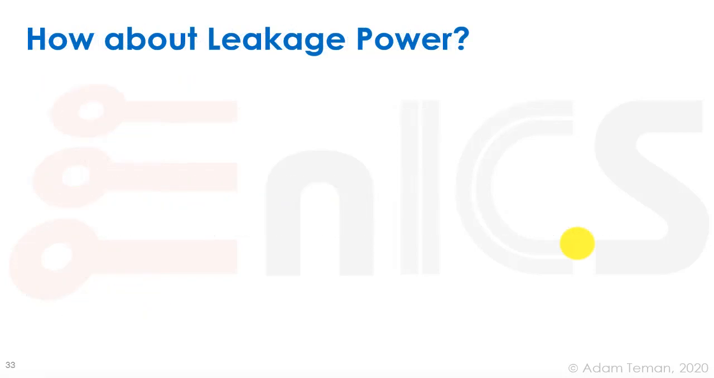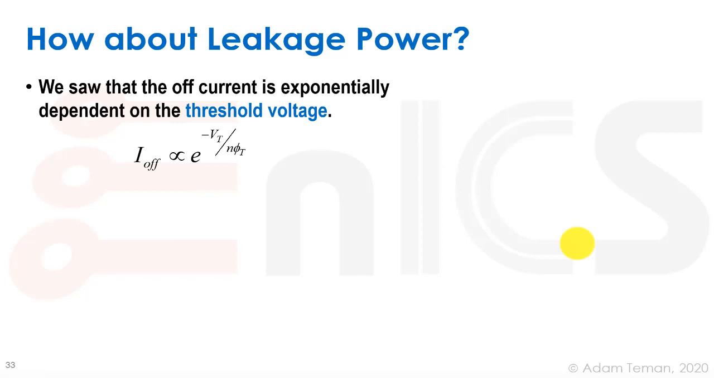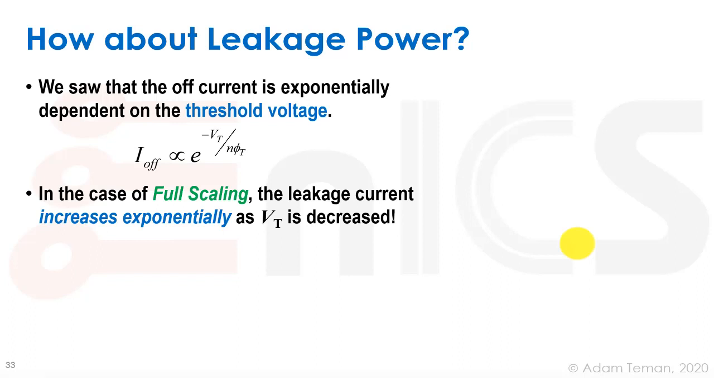Another big problem, and one of the reasons that we had to change, is the leakage power. When we looked at leakage before, we saw that the off current is exponentially dependent on the threshold voltage, Vt. Okay, so I_off is proportional to e to the power of minus Vt divided by n times the thermal voltage. In the case of full scaling, the leakage current increases exponentially as Vt is decreased. So the minute we get to a low enough Vt, then every time we change Vt by 1 over S, we're going to have an exponential increase in this off current. Well, when Vt is large enough, the off current is still negligible. But once it gets small, this off current becomes very substantial.